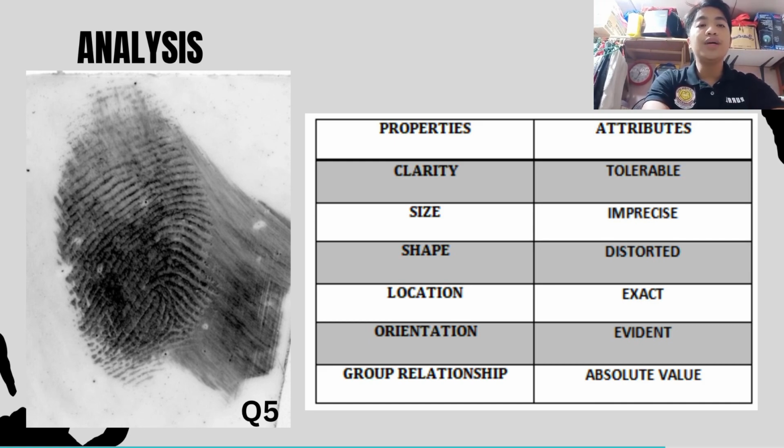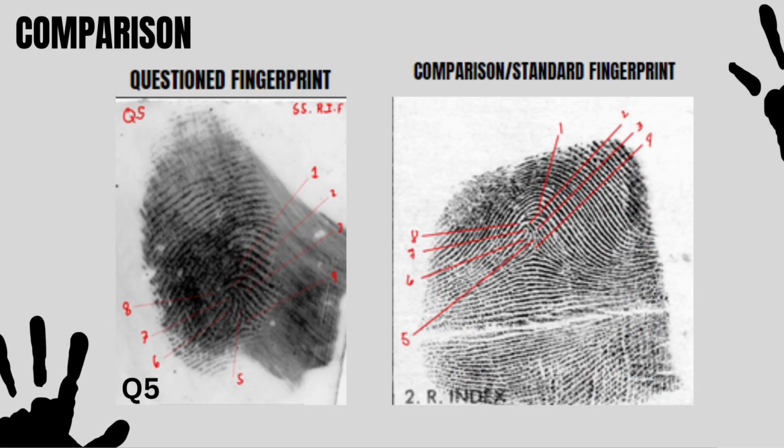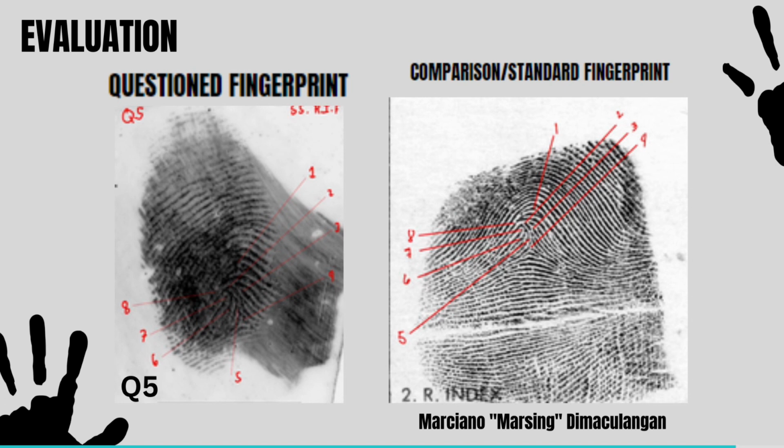In terms of comparison, the first point labeled as 1 is a short ridge, and both point 2 and 3 exhibit a dot, while the rest of the points such as point 4, 5, 6, 7, and 8 show an ending ridge. The results I have come up with is that the two specimens are alike. Both specimens came from the same source, and we can conclude that Q5 and S5 in the right finger of Marciano de Maculangan are alike, and these specimens are from the same source.